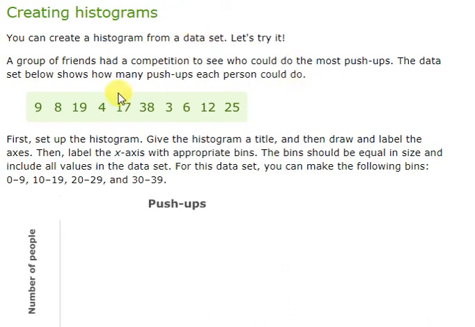Let's try it. A group of friends had a competition to see who could do the most push-ups. The data set below shows how many push-ups each person could do. So here we have a data set: 9, 8, 19, 4, 17, 38, 3, 6, 12 and 25. So we have a data set and we have to make its histogram.